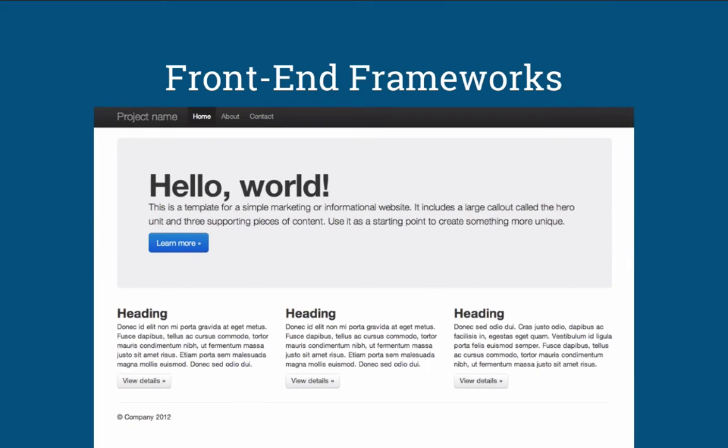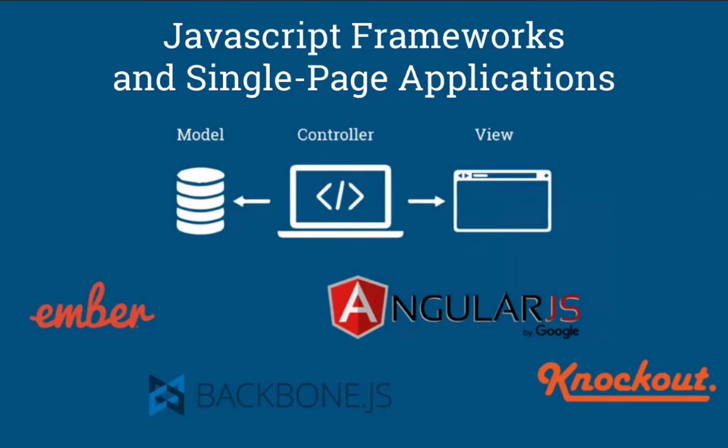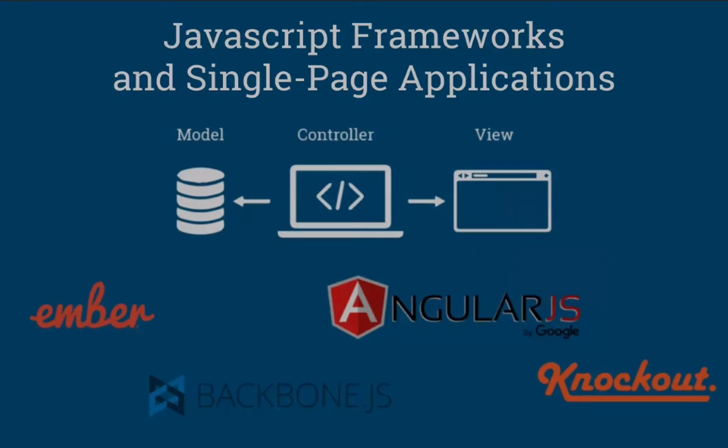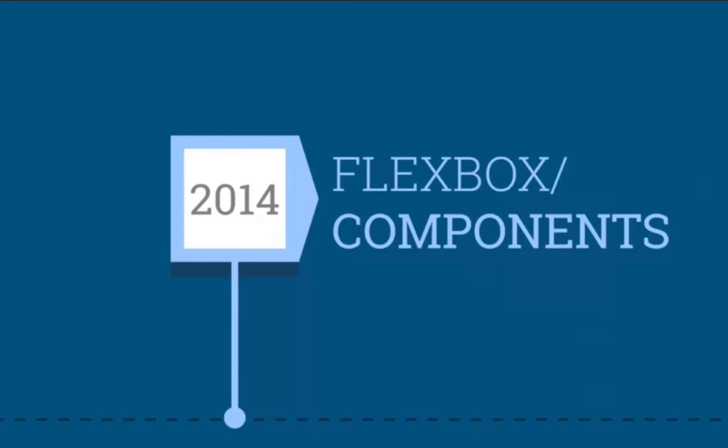Also, front-end frameworks became popular, and Bootstrap is the most popular of them by far. And also we have JavaScript frameworks and single-page applications, and the model view controller, or MVC, also started to happen. We had Ember, Angular, Backbone, and Knockout, with the idea that you don't have to refresh the page or go to another part to get new information. And so there were a lot of data bindings to deal with that.